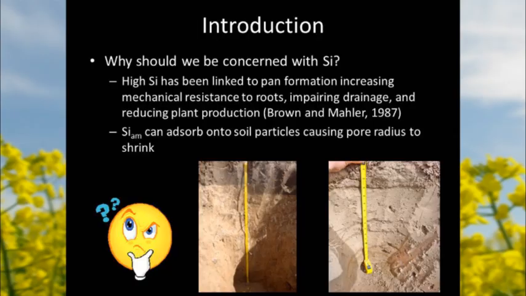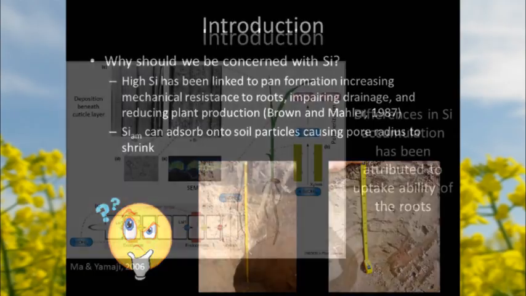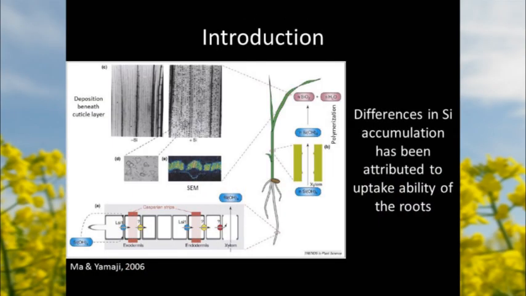So that's why we're taking this idea: if silica is being linked to pan formation in the lower profile, is that same thing happening on the surface? And then do these crops affect it? So why do different crops accumulate different amounts of silica? That's mostly due to the root systems. Grass crops such as wheat tend to accumulate more versus a canola crop. When it gets absorbed up by the roots, it then gets distributed through the plant. And then when you harvest, it breaks down into the soil.